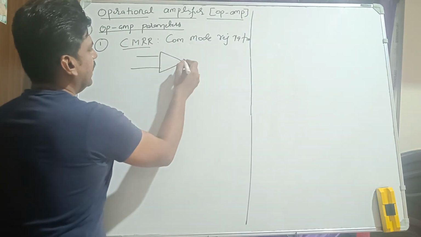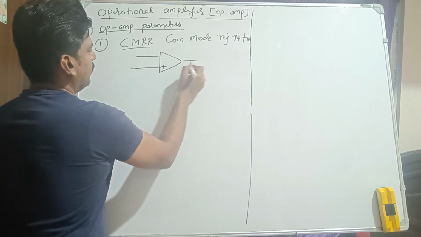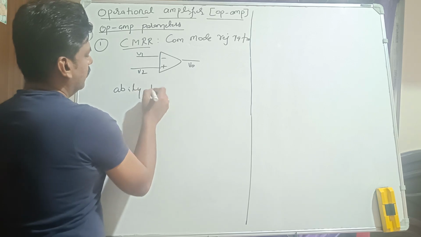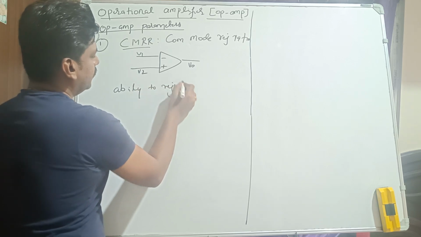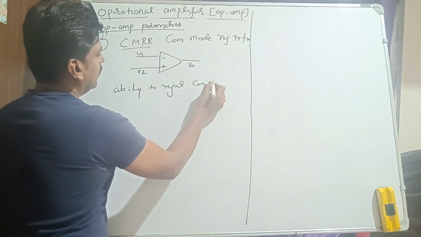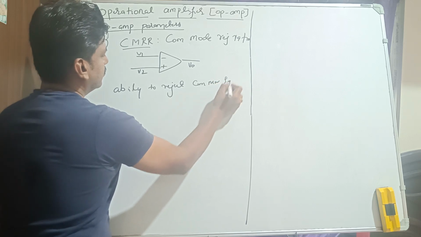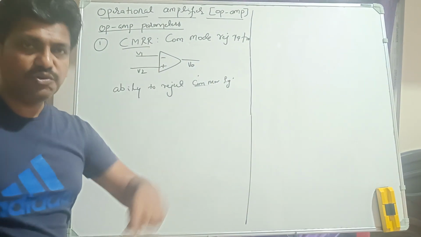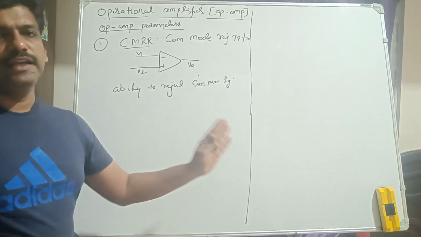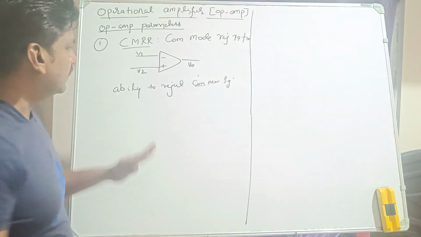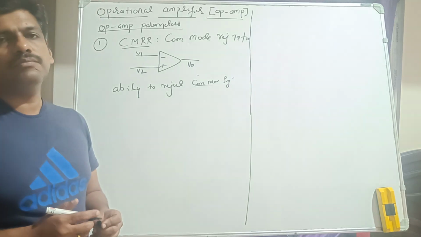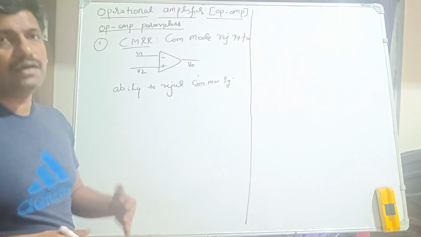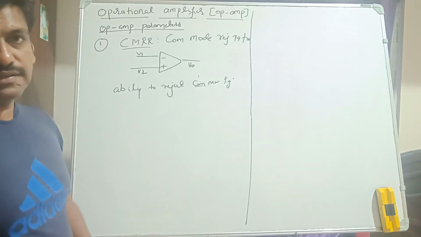This op-amp has an ability to reject. What is it going to do? It is going to reject those common mode signals or unwanted signals which appear at the input, and it is going to amplify the difference between the inputs and give you the output, right? So that is the measure of an op-amp with respect to the differential gain and the common mode gain, or its ability to reject the common mode signals.